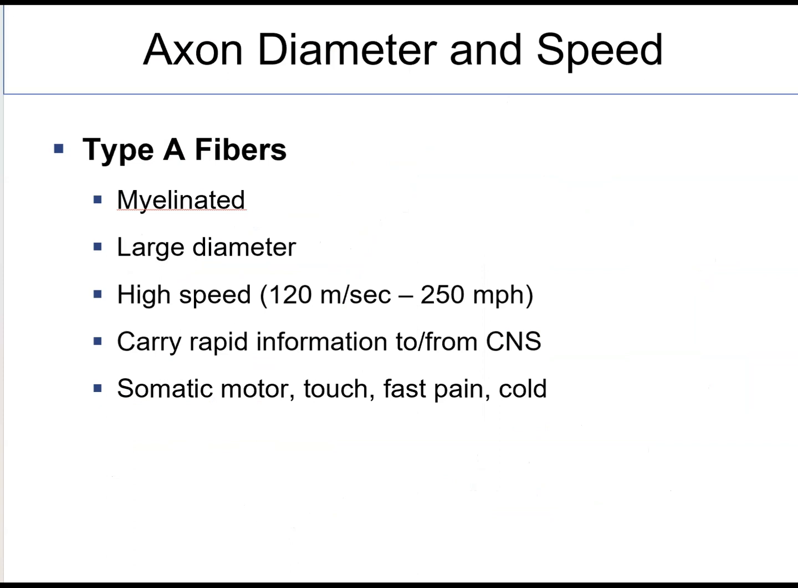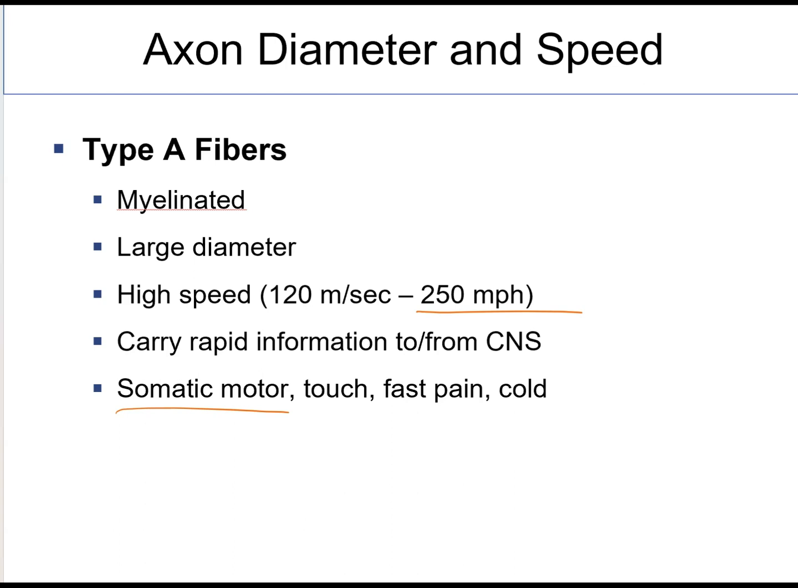All right, so let's look at these. So our type A are heavily myelinated. They're the thickest myelinated, most myelin, biggest diameter, fastest. So they send information about 250 miles per hour. That's pretty fast, right? More than enough to get information from your big toe to your brain. So they carry rapid information, such as somatic motor. So they control our skeletal muscles, especially for reflexes, right?